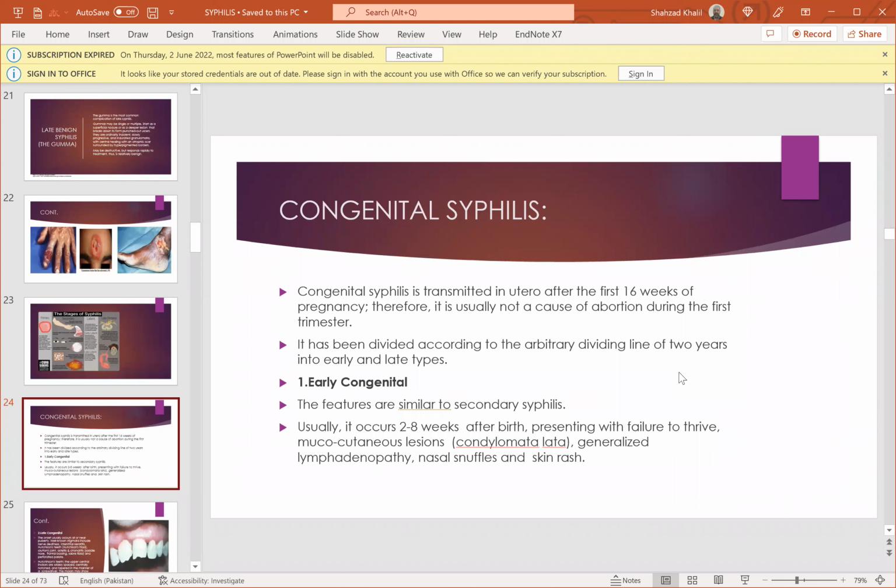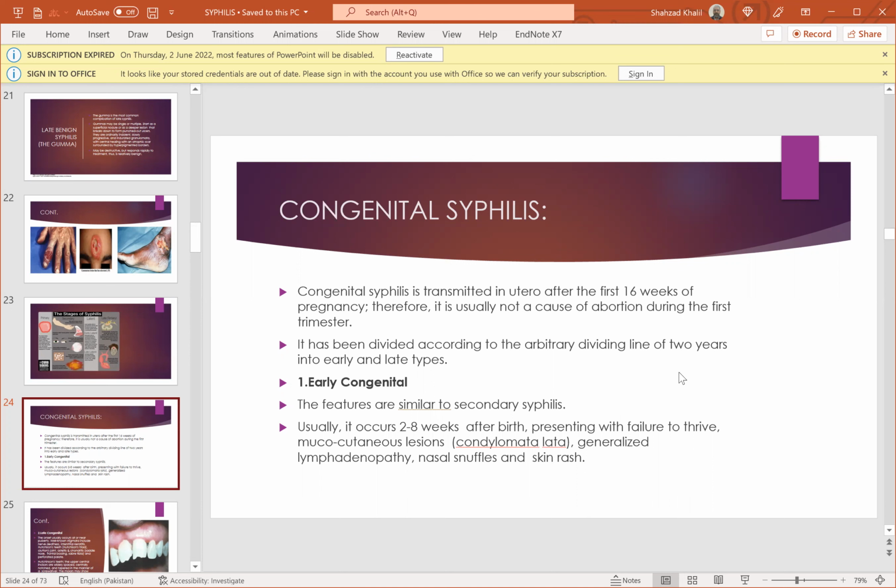Moving towards congenital syphilis. Congenital syphilis is transmitted in utero after the first 16 weeks of pregnancy. Therefore, it is usually not a cause of abortion during the first trimester. This is very important to remember. It leads to second trimester onwards abortions and miscarriages.